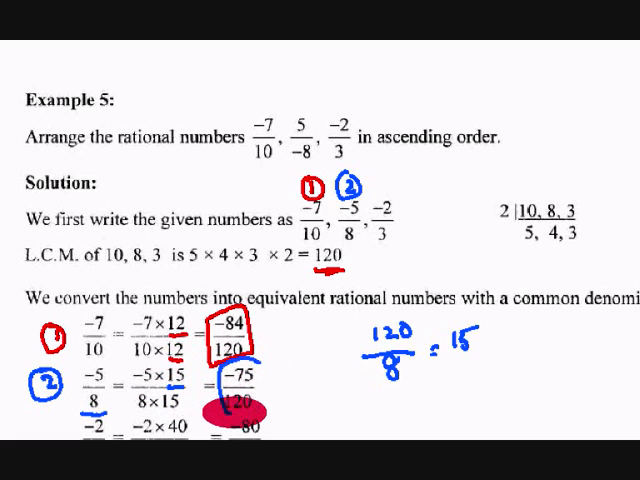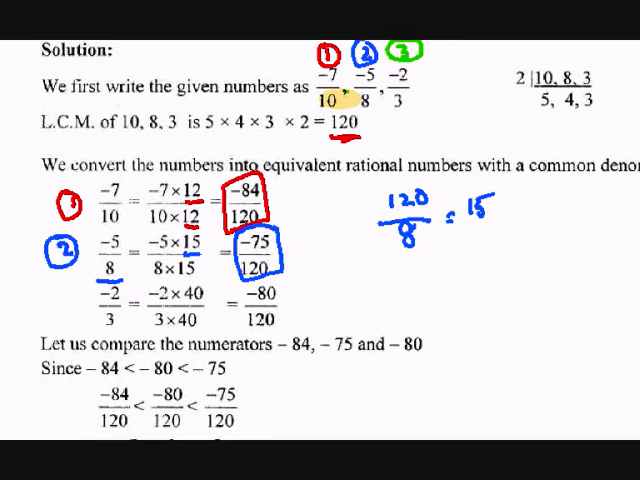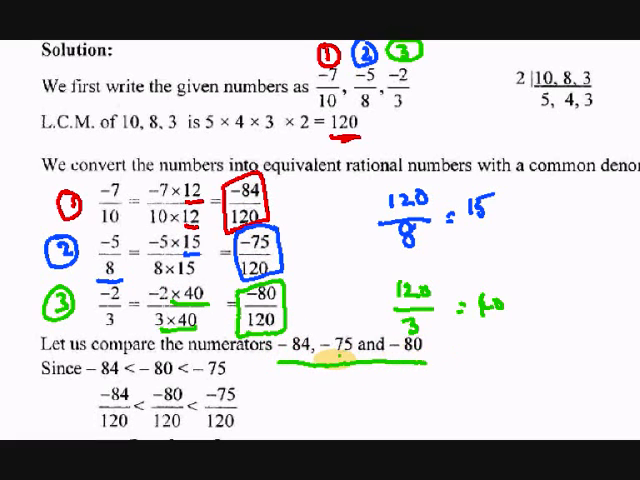We get the third one, minus 2 by 3. We will take the third one. So 120 divided by 3 is equal to 40. Hence we multiply 40 on the numerator and on the denominator equally, so that the denominator comes to 120 and the numerator gets minus 80. We only compare the numerators. So what are the numerators? This is the numerators we got.